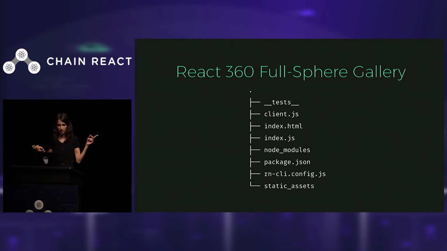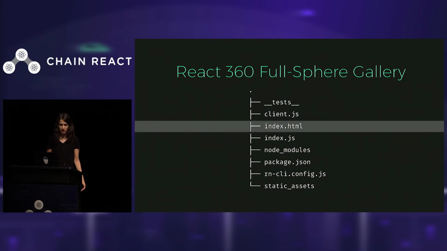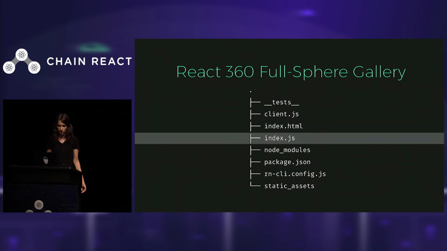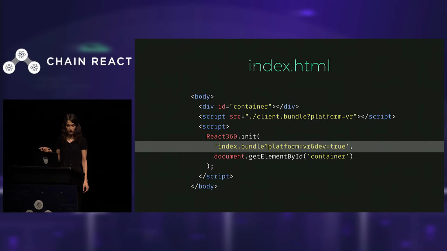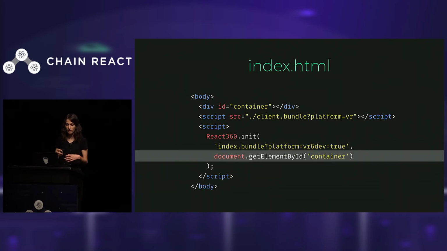So this is the scaffolded project folder, and we will take a look at the client.js, the index.html, and the index.js. This is the index.html, and I will only show you the body because there's nothing special happening in the header. The only thing we do here is load and mount our JavaScript code with React 360 init. The first argument is our bundle, the main code for the application, and the second is the parent element where we want to render our canvas.